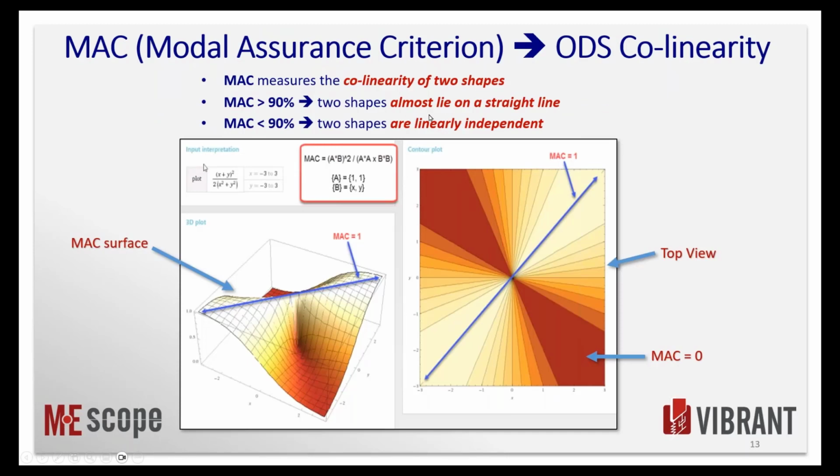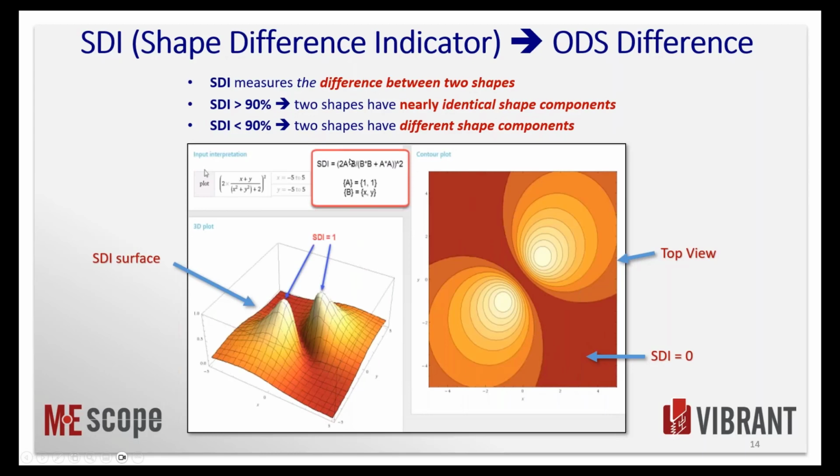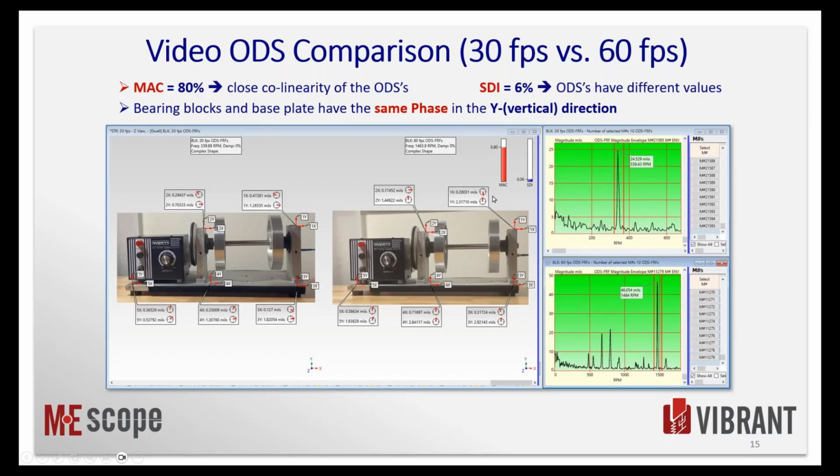And when it's above 90%, then the two shapes are almost the same. Less than 90%, they're linearly independent, meaning that they don't lie on the same line with each other anymore. But this is showing that the MAC value between these two shapes is 80%, and then the SDI value is very low, meaning that numerically they're different. So if you look at the magnitudes of some of these points here, they're quite different between the two videos.